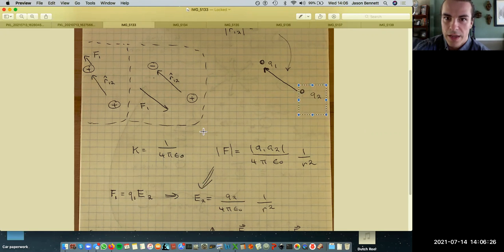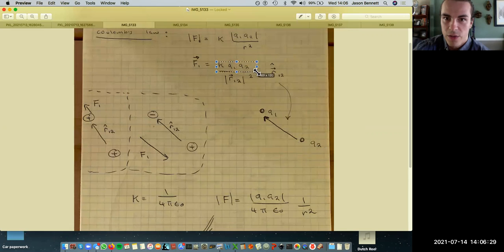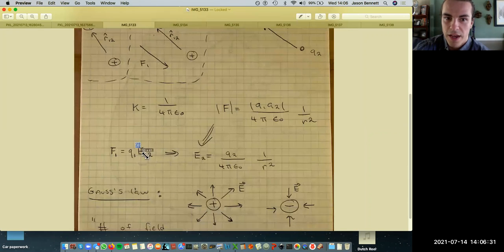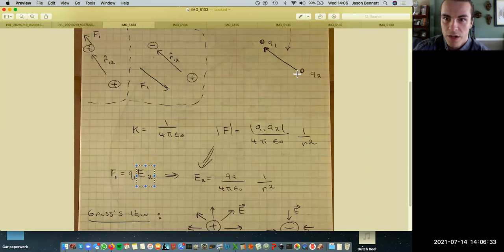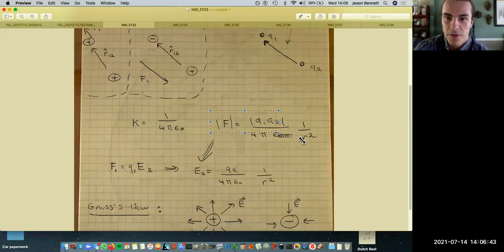So another way to write this force, instead of taking into account both of the charges, is to say that this second charge creates an electric field, and then this one feels the electric field, and the force is a result of that. Simplifying this into the electric field is more or less just taking away one of the charges. So the electric field created by charge 2 is charge 2, replacing this k with this thing right here, and then 1 over r squared.